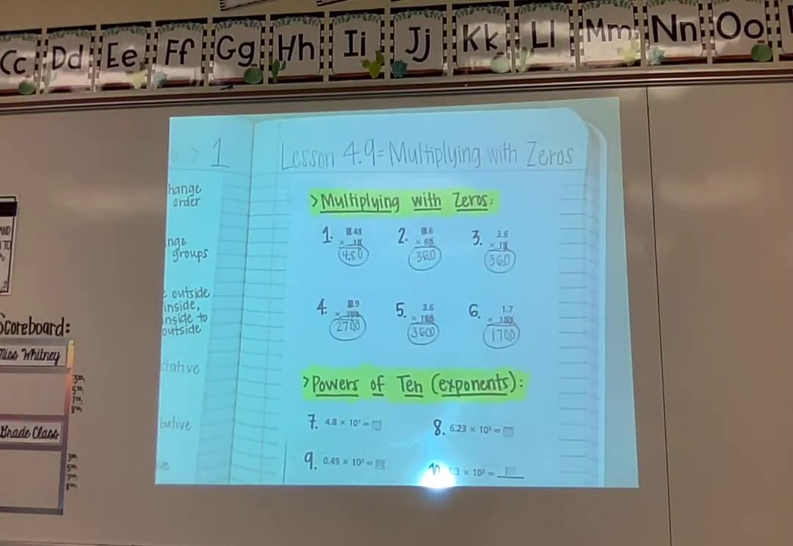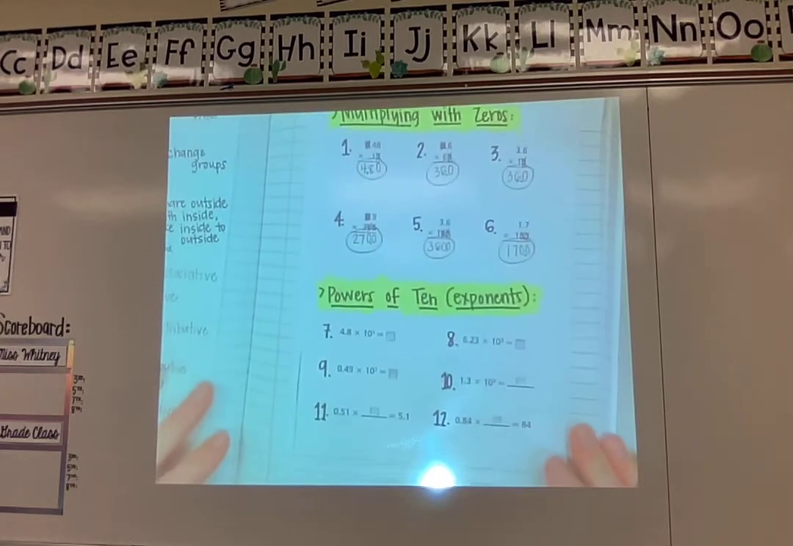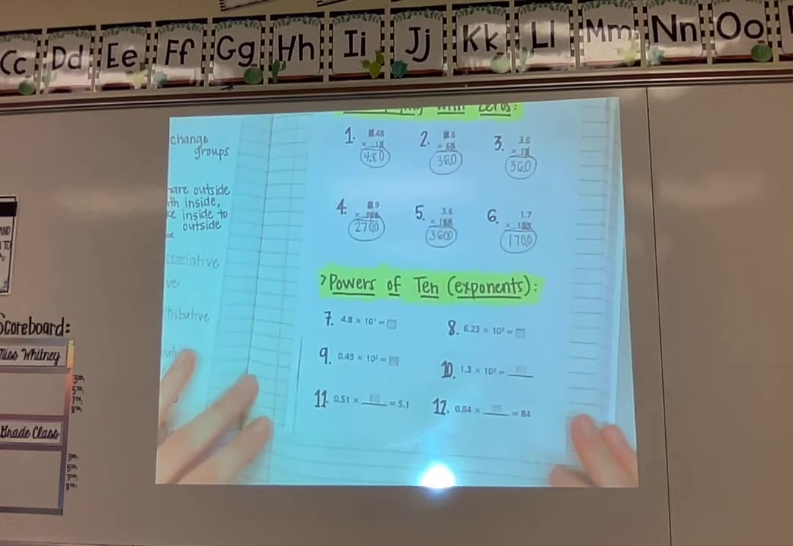So that little trick just helps us move a little bit quicker with our multiplication since we know 0 times anything is always going to be 0. We can just do the X's and the O's with the zeros and go on from there. That only works with multiplying. If we're adding and subtracting decimals, we just add and subtract like we always normally do. One more thing to look at in today's lesson is powers of 10 and exponents.